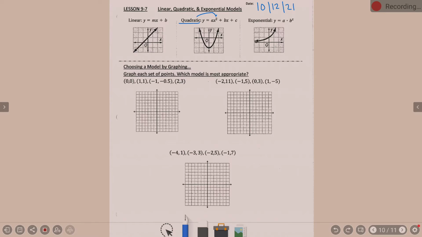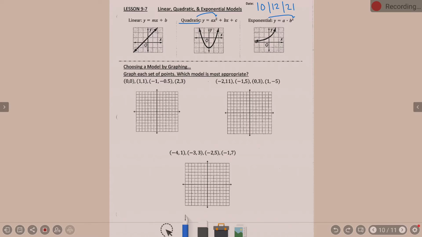Exponential we looked at a little bit in chapter 7, right at the beginning of the year, and that is y equals a times b to the x. If it's exponential, that means that there is an x in the exponent. The exponential graph looks like this curve here, runs along the x-axis, and then goes up to infinity. Quadratic is a parabola. It's the U shape, yes?